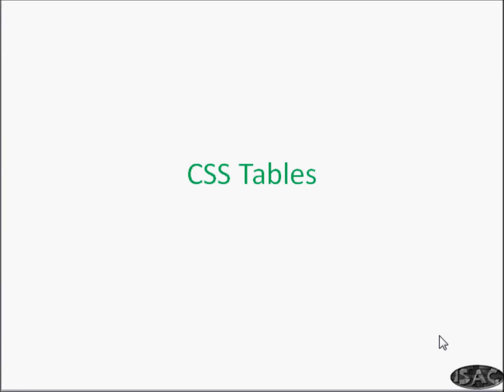Hi guys, let us understand the tables using CSS. As we know, we have one table, and there are some other tags in HTML like th, td, and tr. So tr stands for table row, th table heading, td table data, right? So how can we format all these tags with CSS?